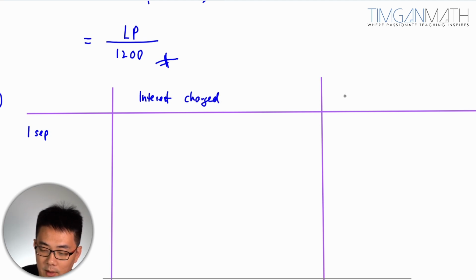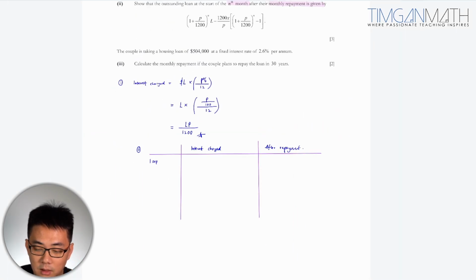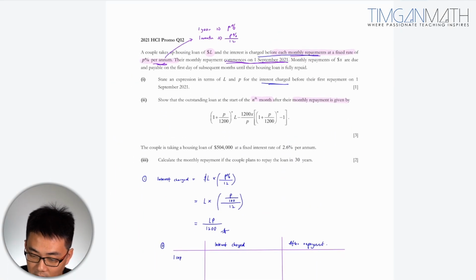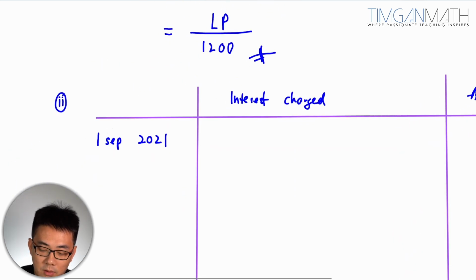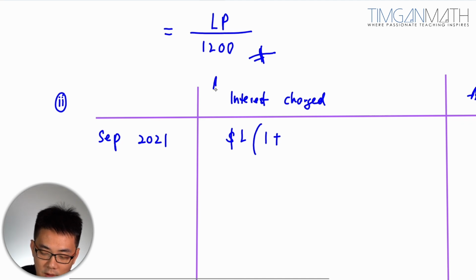Okay, then after repayment. This is important. You need to know the sequence here. So 1st September 2021 is this one over here. Maybe I just don't put first, I just put September. Okay, so interest charge will be L times 1 after interest charge.